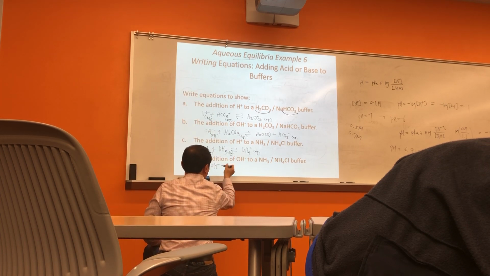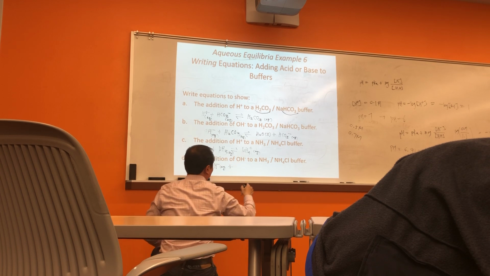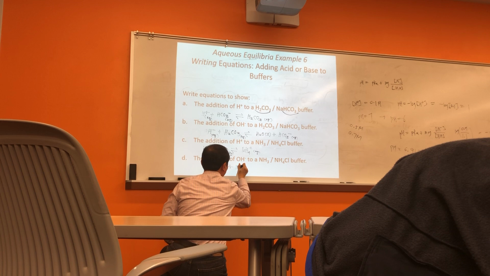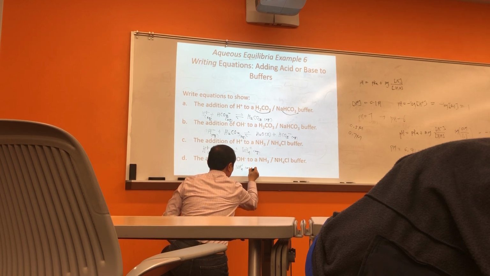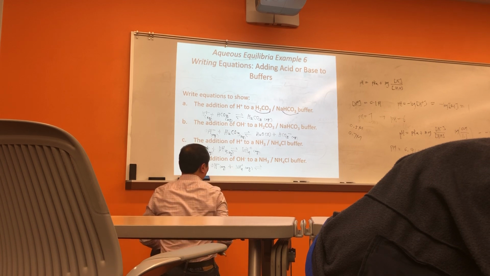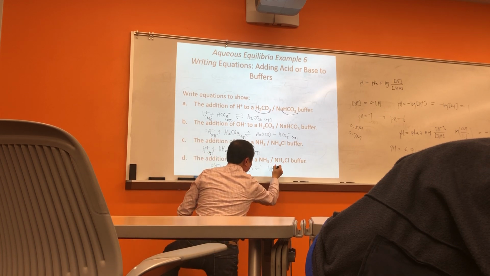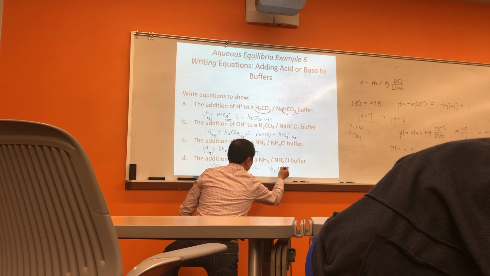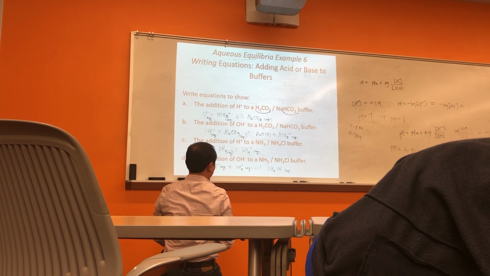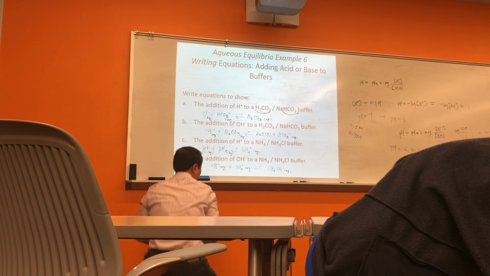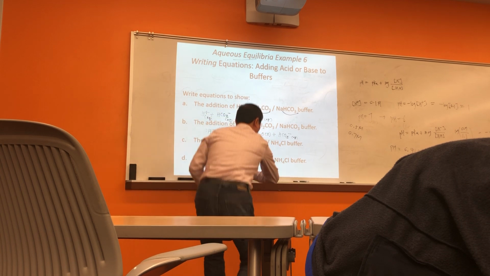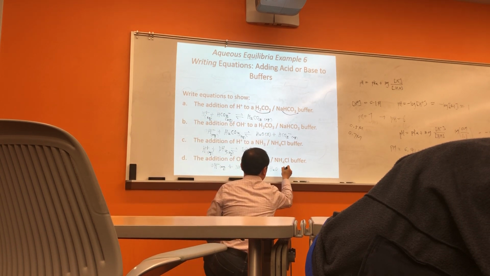If hydroxide is the incoming species, then it will react with the acid portion, which means ammonium. And then they will react to make water and ammonia, so actually ammonium hydroxide. Or maybe you could write it as water and ammonia.